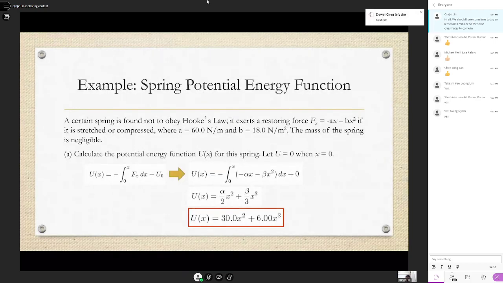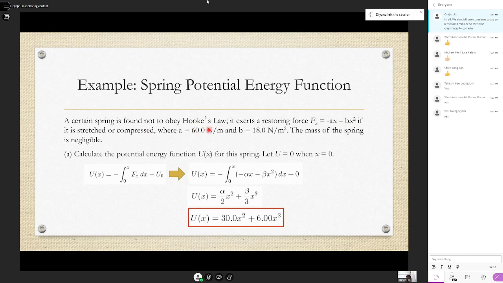Let's take a look at another example. A certain spring is found not to obey Hooke's law. It exerts a restoring force given by this expression if it is stretched or compressed. You see F equals to this weird thing here, right? Then you know it doesn't obey Hooke's law already, because we know Hooke's law is just kx. Very simple, right? But this one has x, and also x squared. So it follows this weird expression over here. It does not obey Hooke's law.